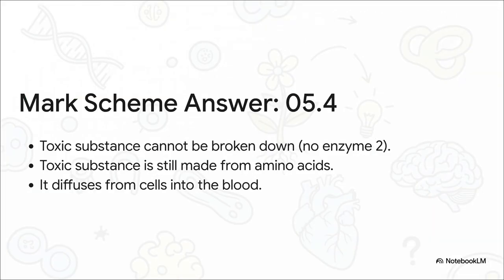So to lock in all 3 marks, you have to tell the full story. First, you point out the obvious. No enzyme 2 means the toxic substance can't be broken down. Second, and this part's really important, you have to say that the substance is still being produced. And finally, you connect it to the blood. This buildup in the cells then diffuses out into the bloodstream.